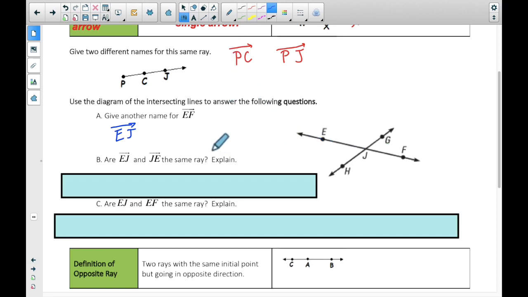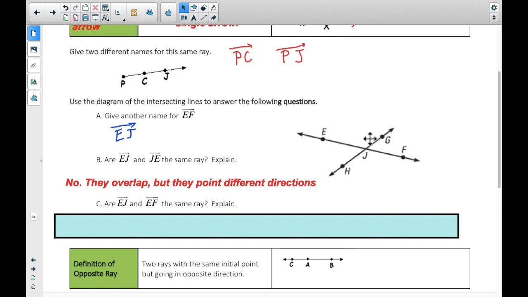All right, well, what about this next question? Are EJ and JE the same ray? So here's EJ, here's JE. Are those the same ray? They're not. They overlap each other, but they point different directions. So if I was going to draw this out, I could say, well, ray EJ is here, but ray JE goes this way. Now they're going to overlap each other, but they're different directions, and this one's going to keep on going this way, and this one's going to keep on going this way. So they overlap, but they point different directions, so therefore they are not the same ray.